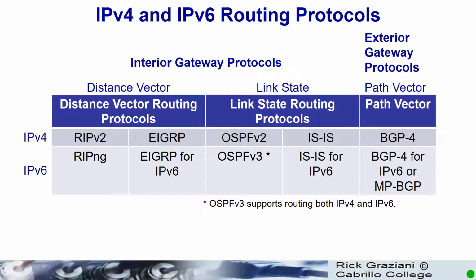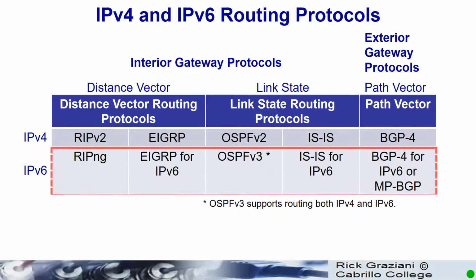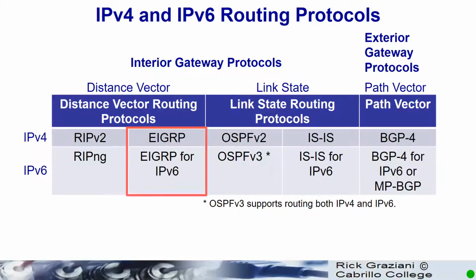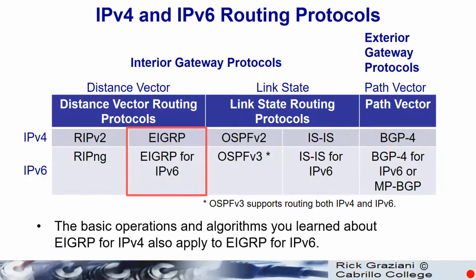And then again, for BGP, there's going to be BGP for IPv6, also known as MP-BGP. So again, for the specific routing protocols, we're focusing just on EIGRP.